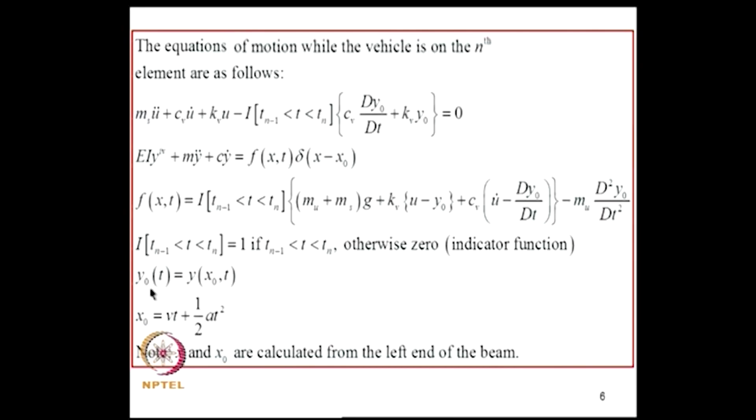Now we denote by y0(t) the deflection of the supporting structure under the wheel load, which is y(x0, t), where x0 is vt plus half a t squared. We must note that x and x0 are calculated from the left end of the beam.